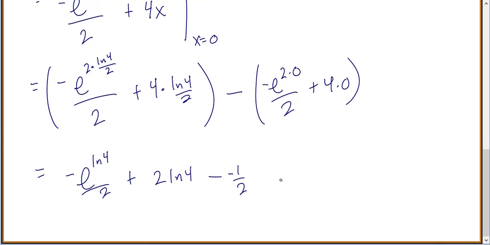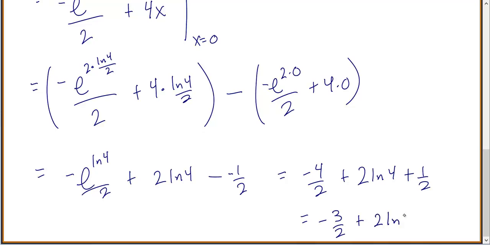Okay. Now e raised to the power of natural log, those cancel, so we get negative 4 over 2 plus 2 natural log of 4 plus 1/2. So we have negative 4 over 2 plus 1/2 is negative 3/2 plus 2 times the natural log of 4. And we should be able to stop there.